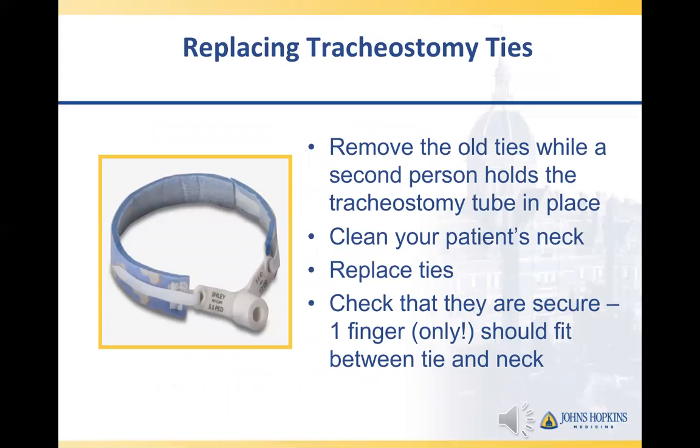It is best to have 2 caregivers available when replacing the tracheostomy ties. One caregiver can hold the tracheostomy tube in place, while the second caregiver removes the old ties and helps get the new ties back on. Once you place the ties back on, after cleaning your patient's neck, you want to check that they are secure. One finger, and only one finger, should fit between the ties and the neck.